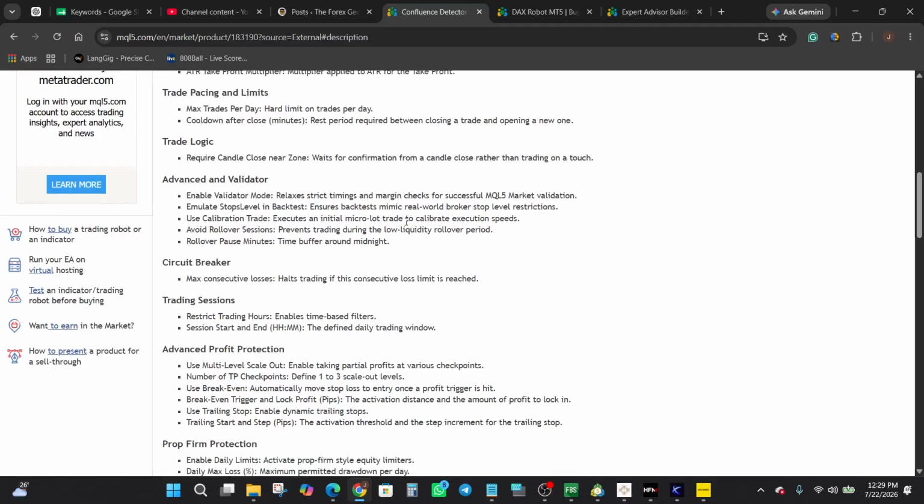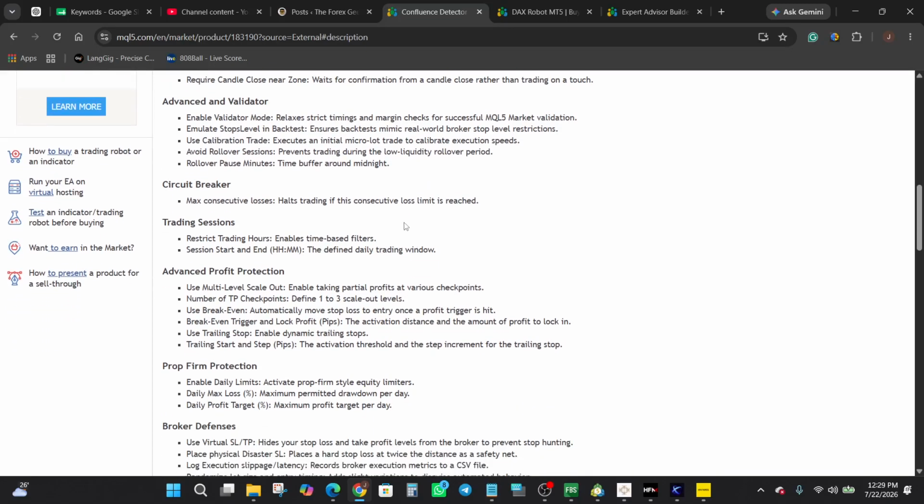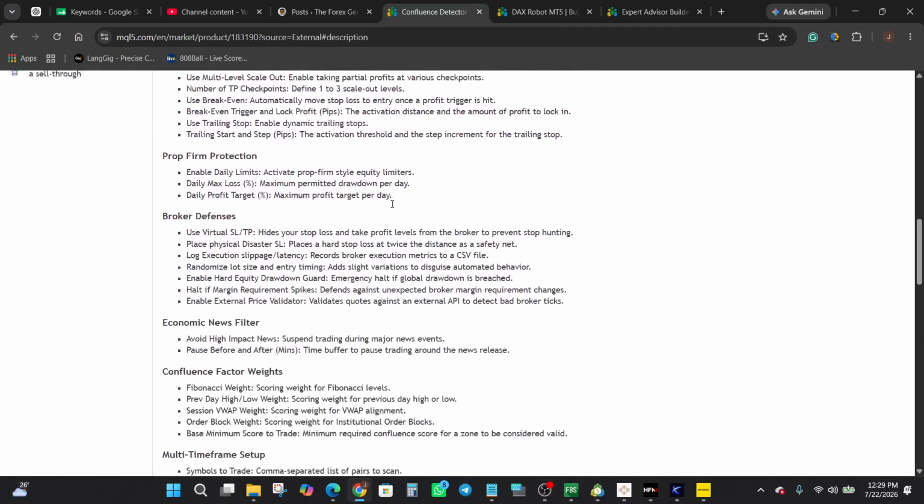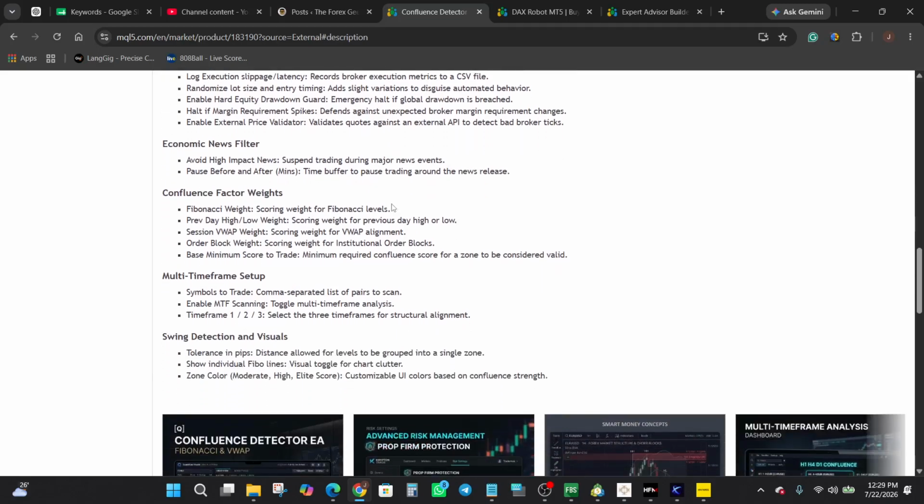Now, one thing that stands out is the flexibility in risk controls and the various protections which could be useful depending on your trading style and account type. Settings like the news filter and daily limits might help with consistency and compliance if you are trading under prop rules, while virtual stop loss and take profits could offer some protection against certain broker behaviors. Of course, how these actually perform will depend on your optimization, broker conditions, and market environment.